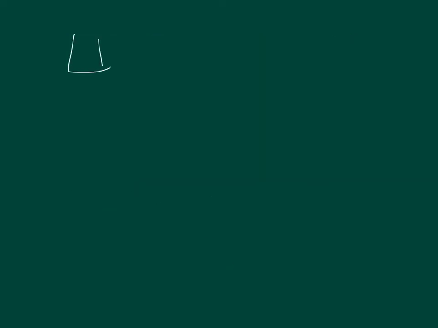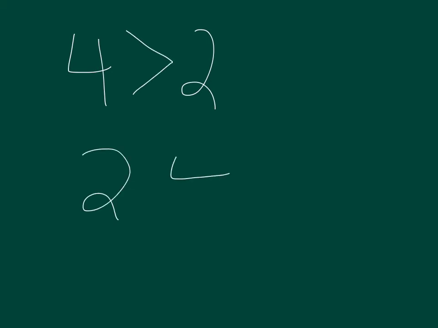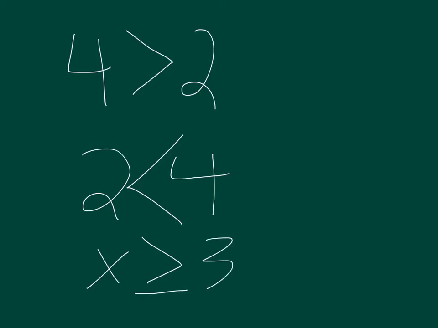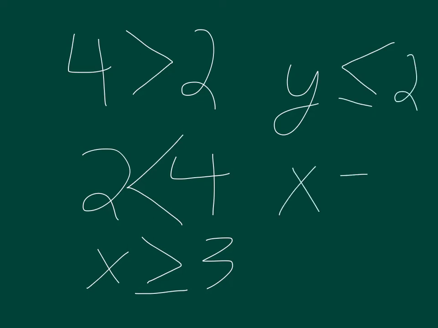So if I said 4 and 2, well, I know that 4 is greater than 2, so 4 is greater than 2. If I said 2 and 4, I know that 2 is less than 4. If I said some number, let's call it x, I know is greater than or maybe equal to 3. I could also say that y is less than or maybe even equal to 2. I could also say that x does not equal y.